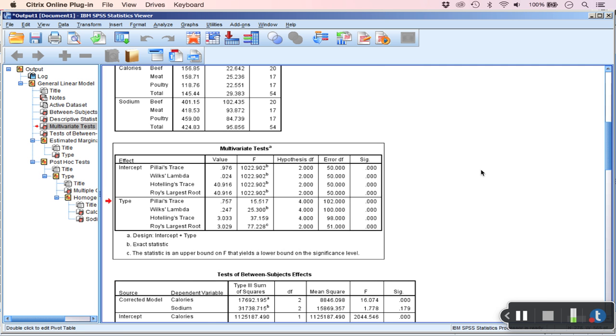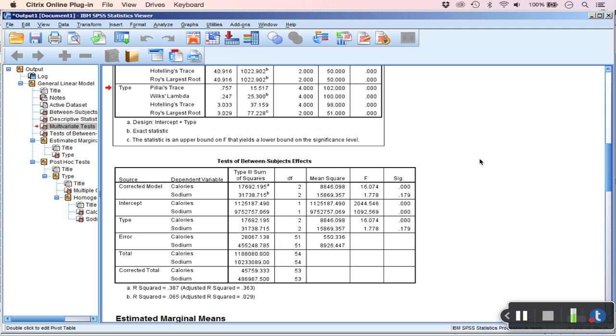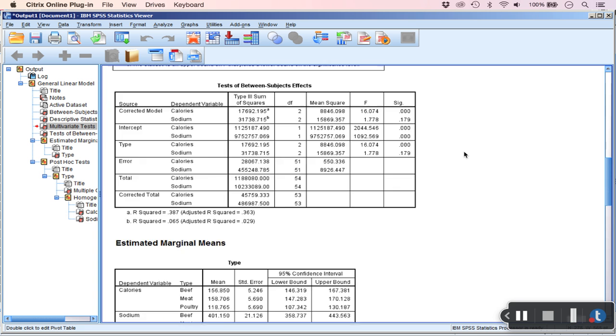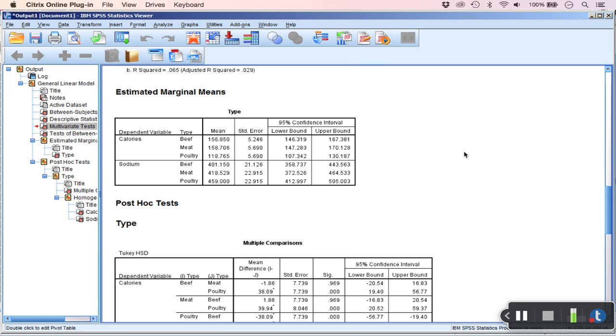So what this is telling us is that we have significant differences in calorie content, but we don't have significant difference in sodium. So again, if you just looked at the previous chart, the multivariate table, it's telling you you have significant differences somewhere in something, but it's not being very specific. So the tests of between-subjects effects is giving us a little bit more information. But again, we would want to know which hot dogs differ significantly in calories.